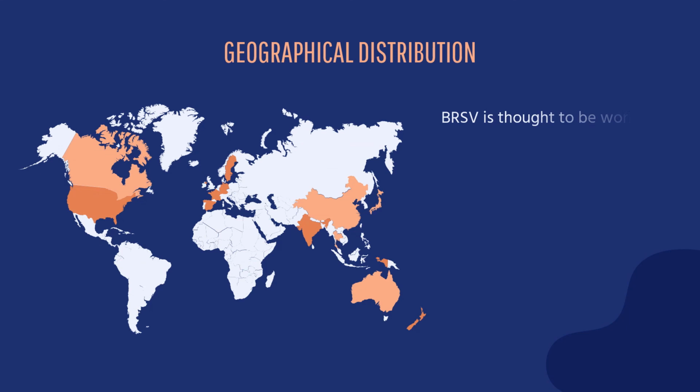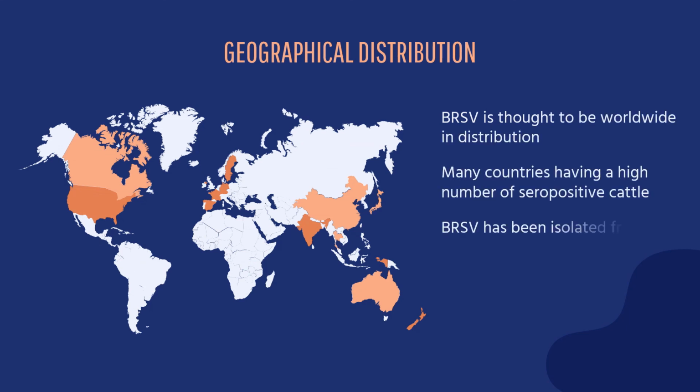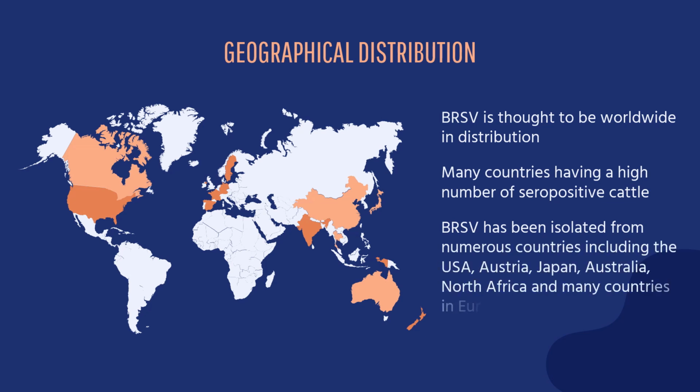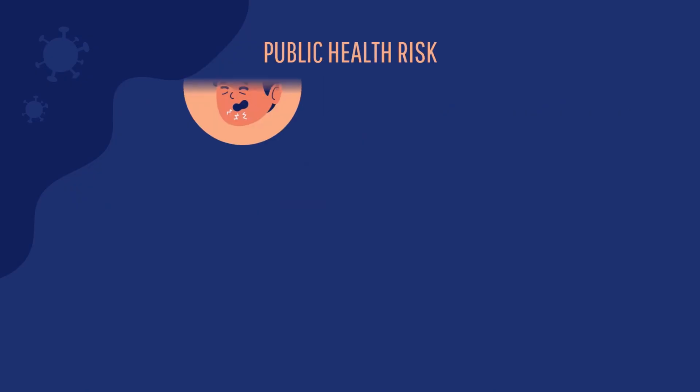Next is geographical distribution. BRSV is thought to be worldwide in distribution, with many countries having a high number of seropositive cattle. While the number of seropositive animals is high, the reported incidence rate of respiratory disease is much lower because many infections are clinically not apparent. BRSV has been isolated from numerous countries including the USA, Austria, Japan, Australia, North Africa, and many countries in Europe.